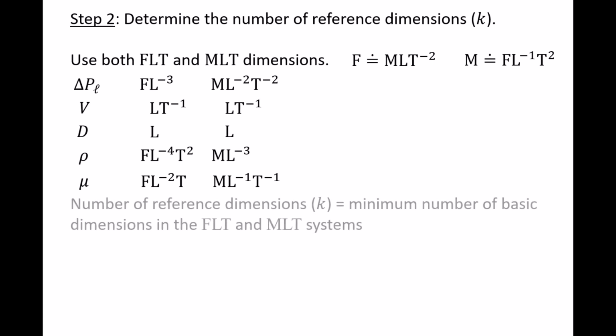In order to find the number of reference dimensions K, we compare the number of basic dimensions needed in the FLT and MLT systems and take the smaller of the two numbers. In our case, the number of basic dimensions is the same in both systems. It's 3, and so this is our value of K.